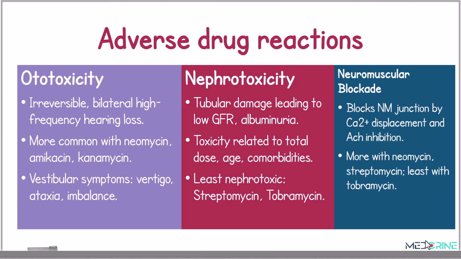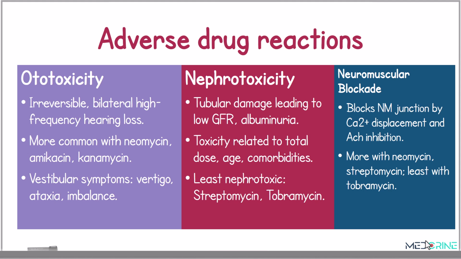These patients might also experience vestibular symptoms, for example, vertigo, ataxia, and imbalance. And nephrotoxicity occurs because of tubular damage, which leads to the development of a low glomerular filtration rate and albuminuria. This toxicity is related to the total dose, the age of the patient, and any other underlying comorbidities. So tobramycin and streptomycin are known to be less nephrotoxic.